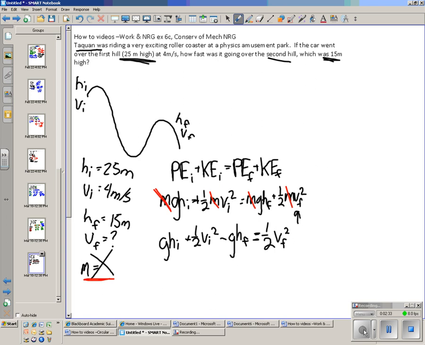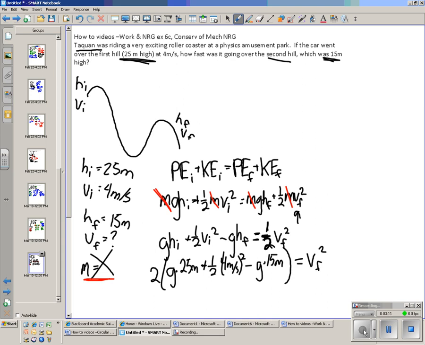Okay, so I'm going to multiply both sides by the 2. So 2, and then I'm going to plug in my values here. G times the initial height, 25 meters, plus 1/2 the initial velocity, which was 4 meters per second, so that whole thing squared, minus G times my final height, which was 15 meters, close parenthesis, equals VF squared.